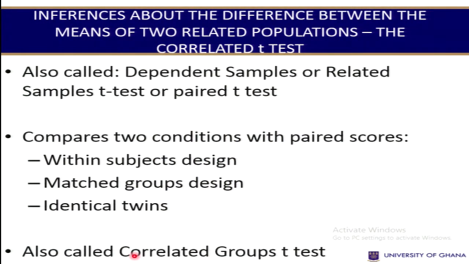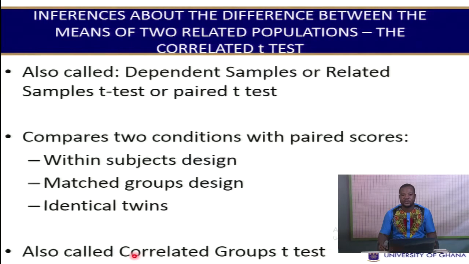We use the independent t-test when we are comparing the means of two unrelated populations. And here we see that we use the correlated t-test when we are comparing the means of two related populations. So the question then is, how would the two populations be related? The two populations can have the relationship established between them at three levels.